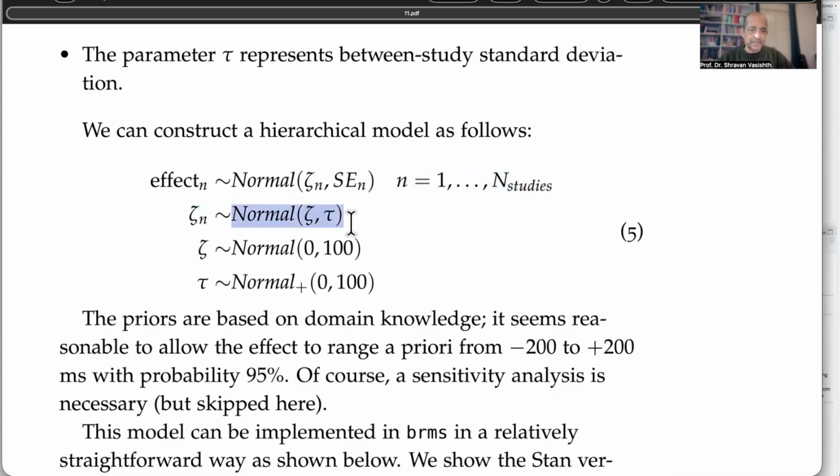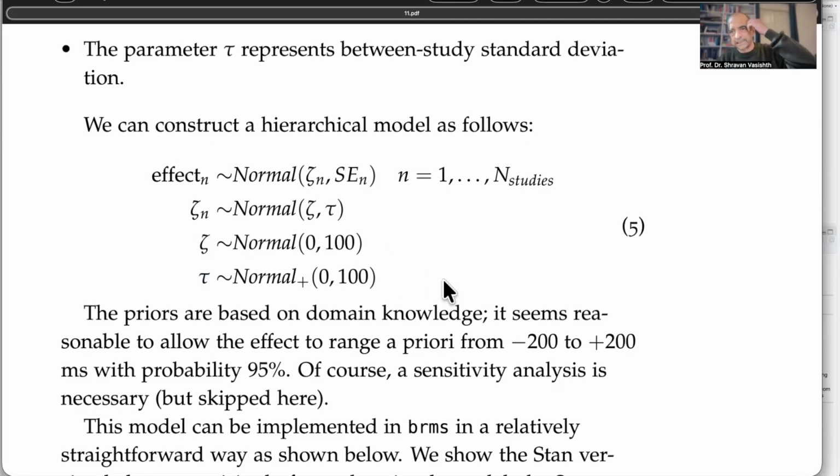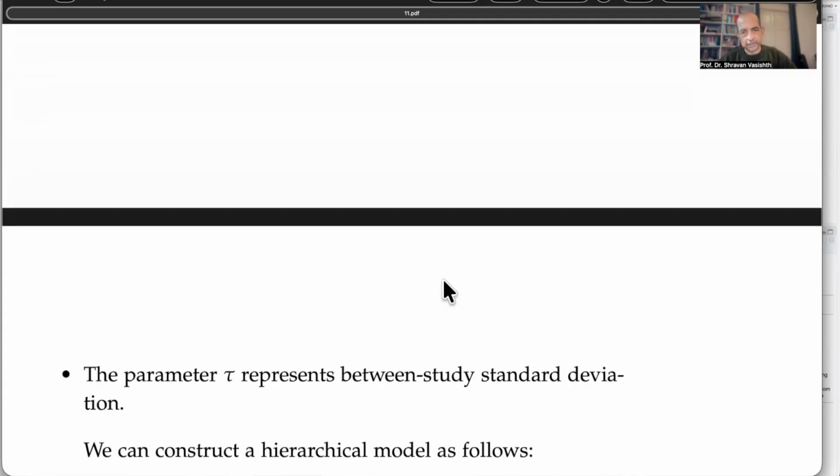So that's the prior here for zeta sub n, but the priors for the principal parameters, zeta and tau, are given here. And these are just reasonable values on the millisecond scale for the problem that we are studying here.